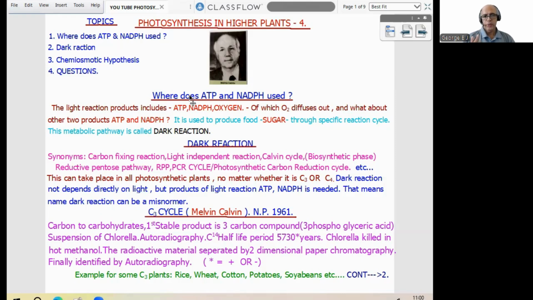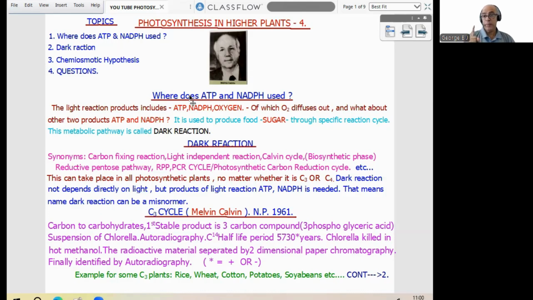A suspension of Chlorella will be utilized. Chlorella is generally used for physiological experiments. A large chloroplast is there. And they utilized autoradiography. Carbon 14 is the isotope, with a half-life of 5730 plus or minus years. The organism Chlorella was killed in hot methanol. Radioactive material was separated by 2-dimensional paper chromatography.